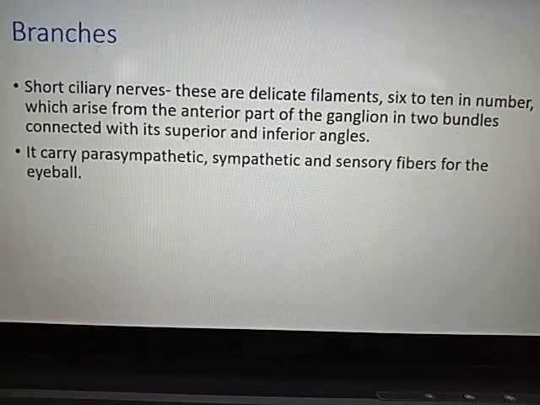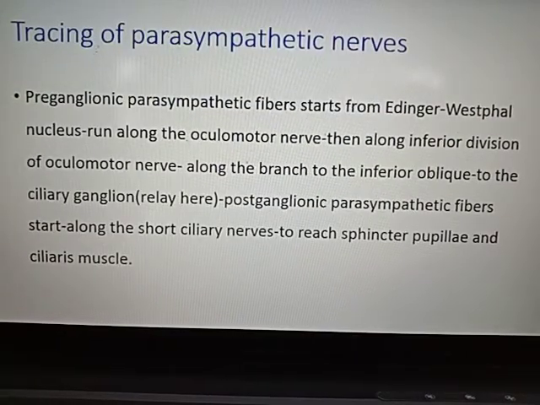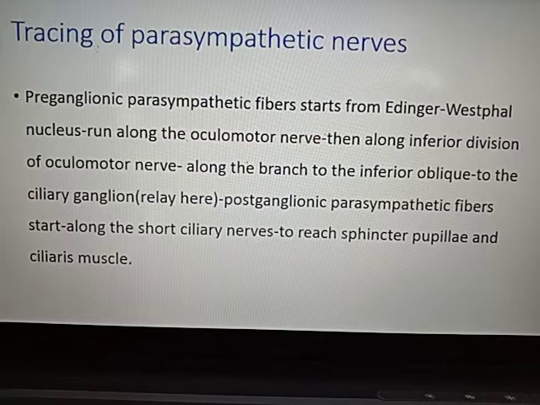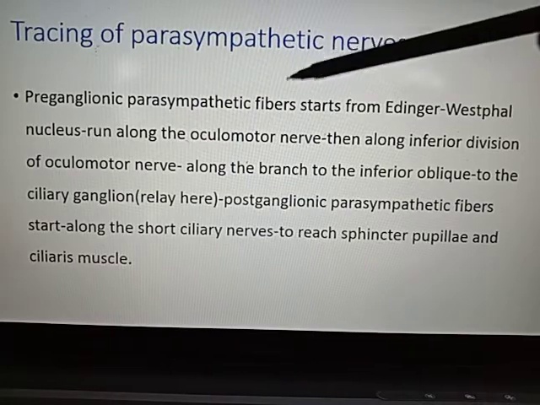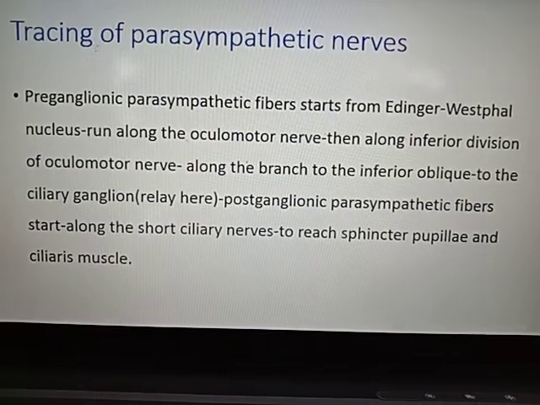Then come to the tracing of this parasympathetic nerve. It is one of the important parts: the tracing of the parasympathetic nerve, from where the parasympathetic roots appear and up to where they end. The preganglionic parasympathetic fiber starts from the Edinger-Westphal nucleus.